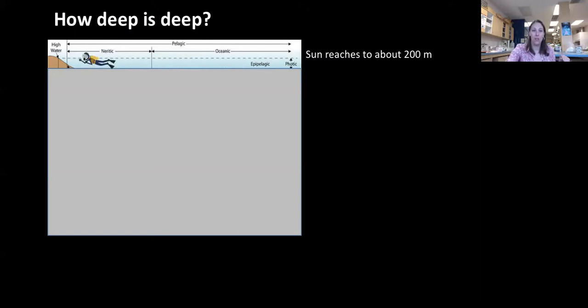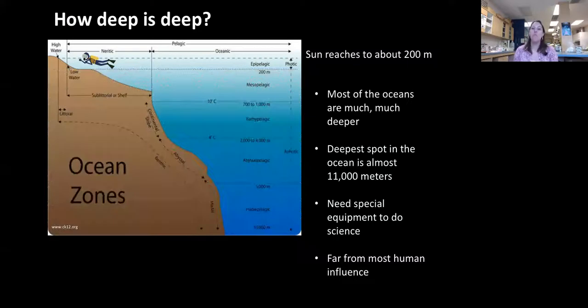That sunlit area is kind of where scuba divers would be stuck, although you wouldn't even be able to see him, he'd be so small. But most of the ocean is very, very much deeper than that. In fact, the deepest spot in the ocean is about 11,000 meters. So if the sun only reaches 200 meters, that's a lot of ocean that is in the dark.